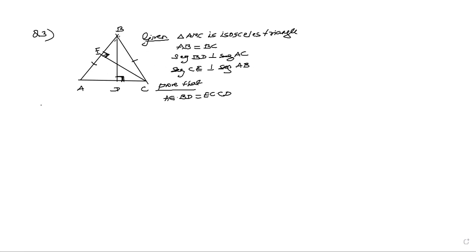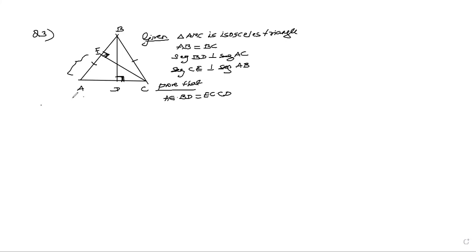Then children, BD is perpendicular to AC. Then CE is perpendicular to AB. Now, what do they want us to prove? They want us to prove AE into BD. When you look at it, AE is the segment AE here, you can see, children. This segment AE, you have to prove AE into BD.